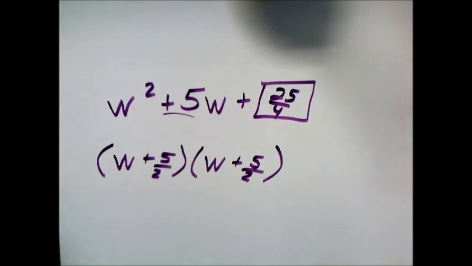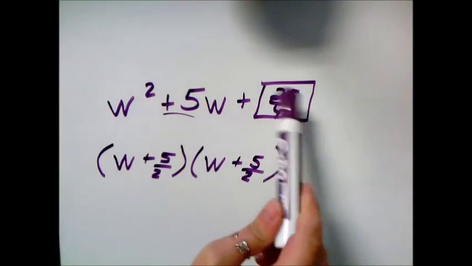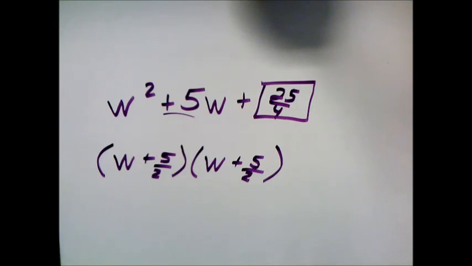So you'll end up with fractions if you have an odd middle number. Hopefully, usually you get even ones, but that's how you decide what number I would put there, in a perfect world, to make this a perfect square.